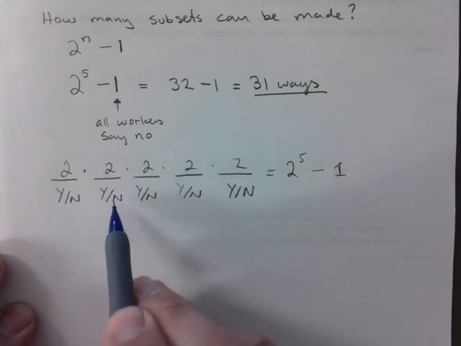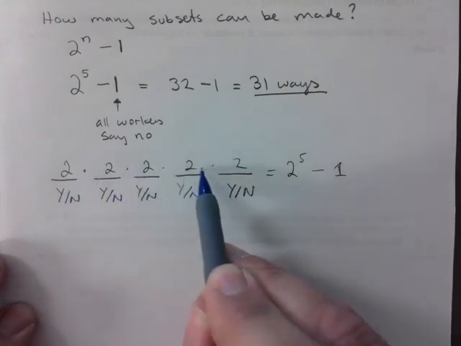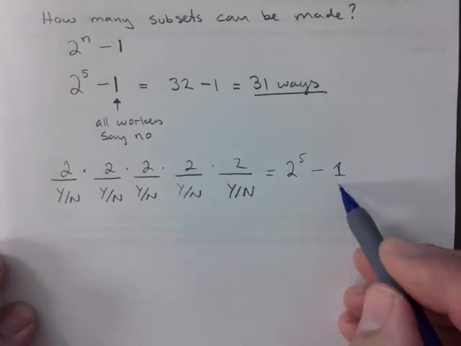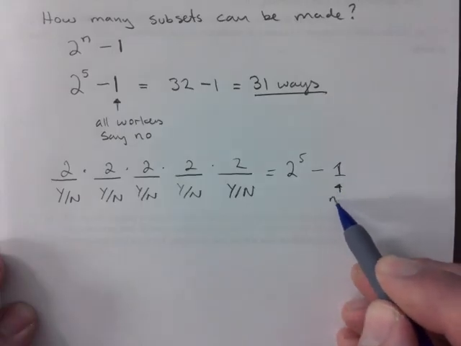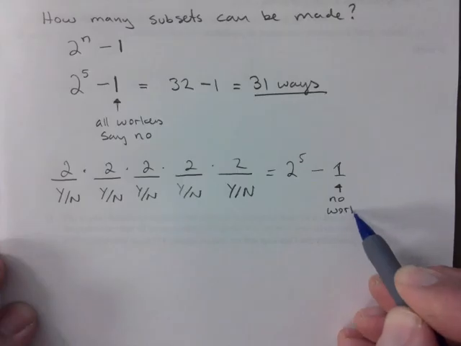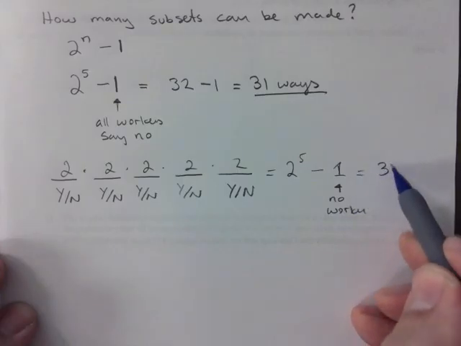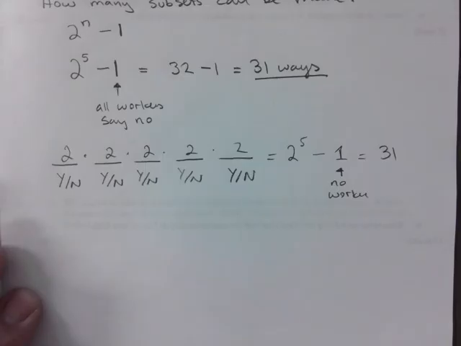All saying no, no, no. That'd be 1 times 1 times 1 times 1 times 1. That'd be just the 1 time. So no worker being assigned. So that's 31 ways. Okay.